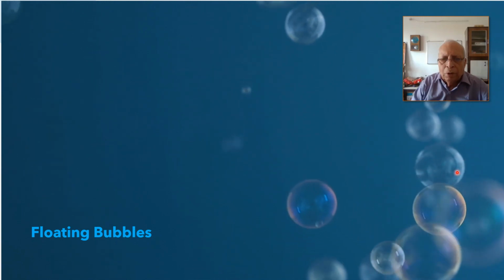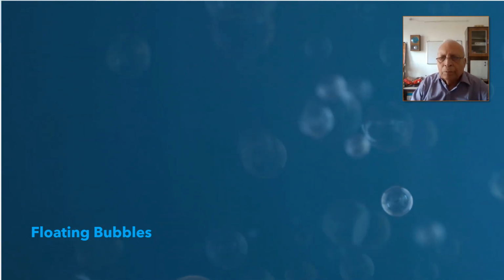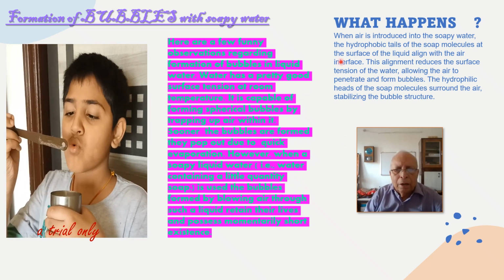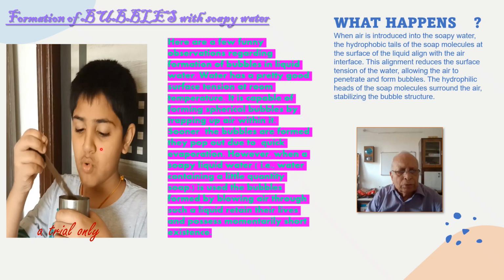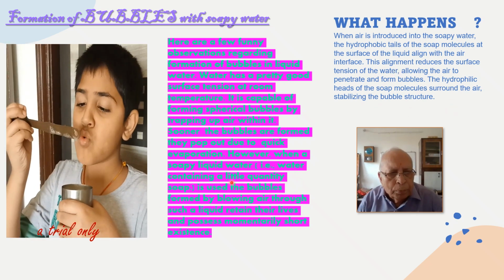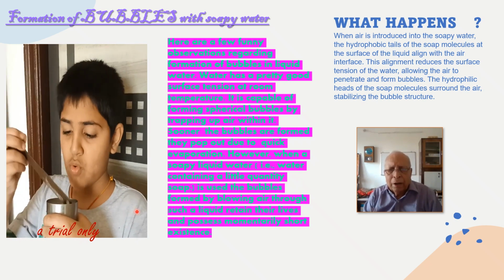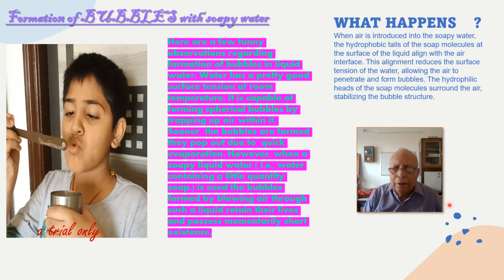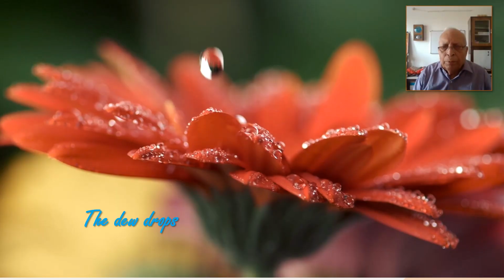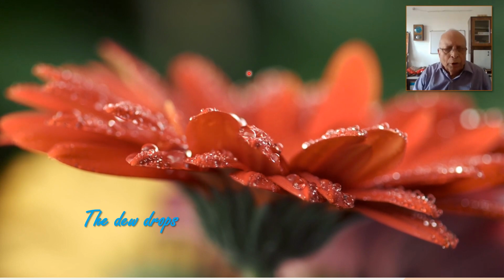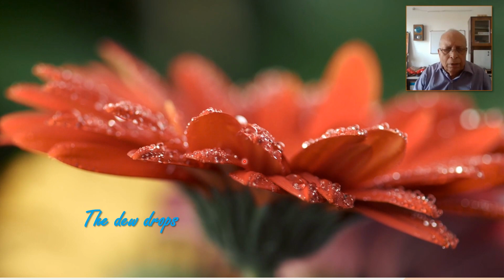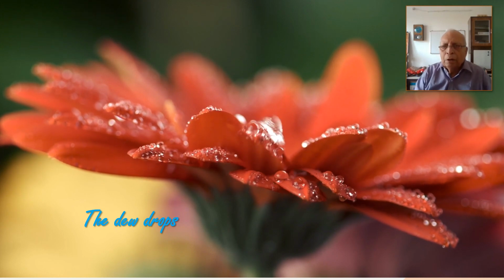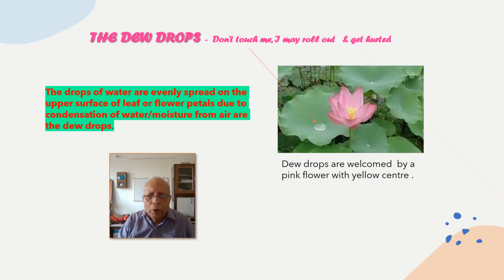Formation of bubbles. The floating bubbles are formed here, and it is like this. The air is introduced in a soapy water, you get floating bubbles this way, and the structure of the soap is such that there is a hydrophobic end, there is a hydrophilic end. I've already explained this, and of course, the details about it we shall discuss in another topic. Then the dewdrops are formed simply by condensation of moisture present in the air, and they settle freely over the flower petals or on the leaves also. Indeed. This is how the dewdrops are formed.